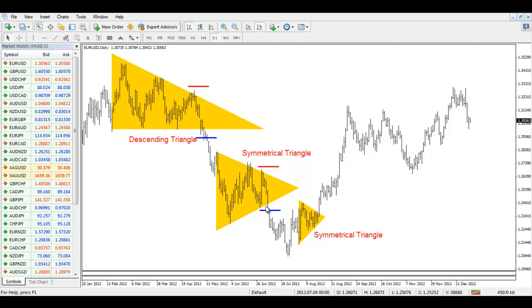We can see there, the blue would be the entry once price is closed outside the triangle. And we can see again and again that's very, very key. If we look at this descending triangle, we're not looking to trade this to the upside. The descending triangle, we're taking a break of the horizontal level. With a symmetrical triangle, we're looking for a break of that wedge.